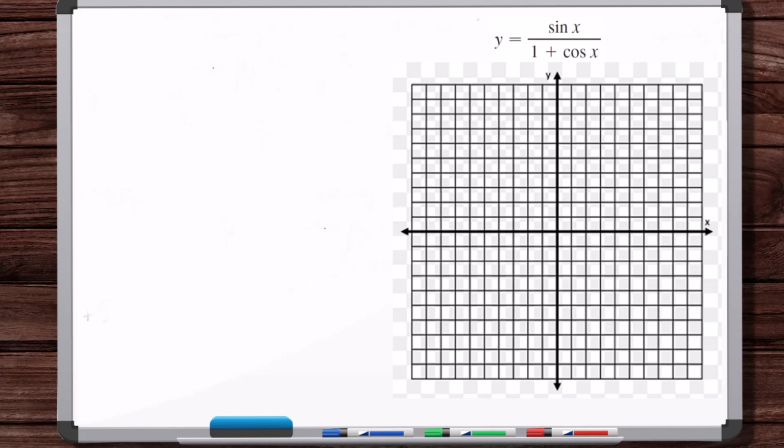All right, we're continuing with the curve sketching example problems. This is going to be the 8th example problem. In this video, we're going to sketch this function here. All right, step 1, the domain.